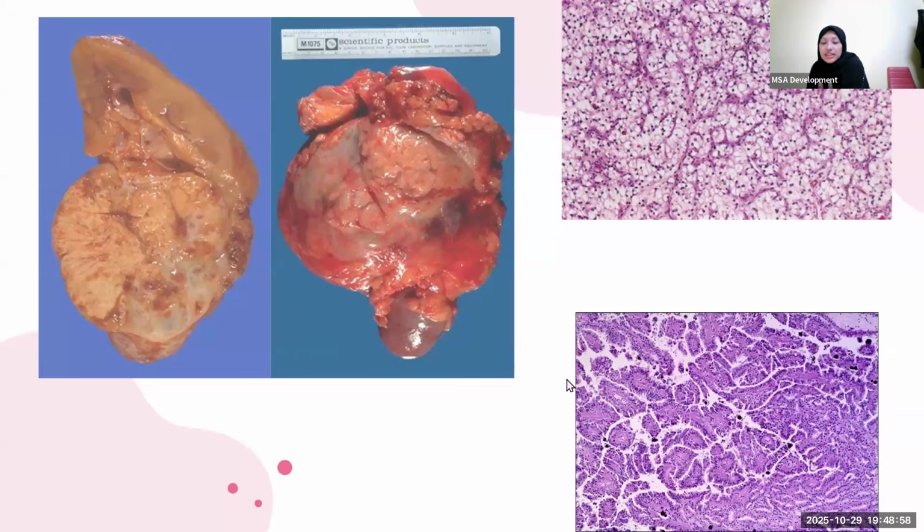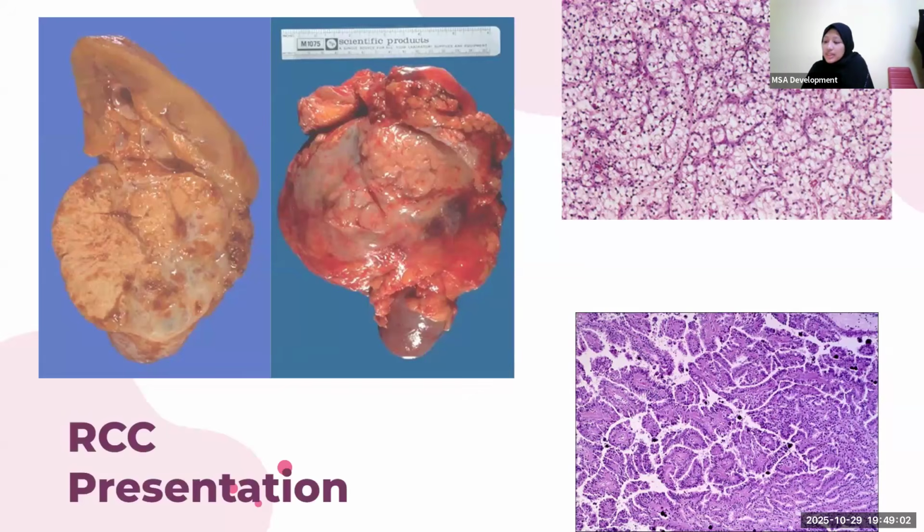The most common malignant tumor is renal cell carcinoma. Renal cell carcinoma is 80 to 90% of kidney cancers, the most common malignant tumor of the kidneys. It presents just like how I mentioned here. It's very smooth, it looks like it was pressed on, very big.